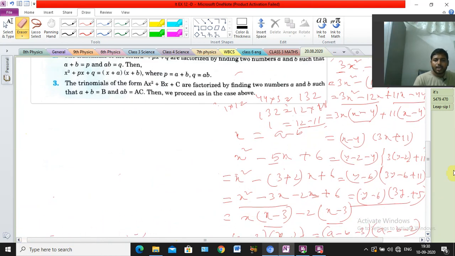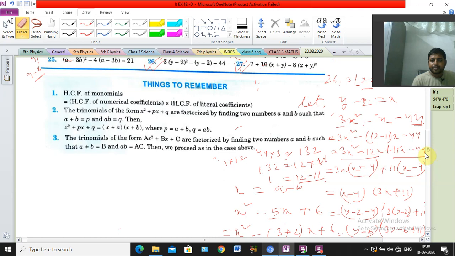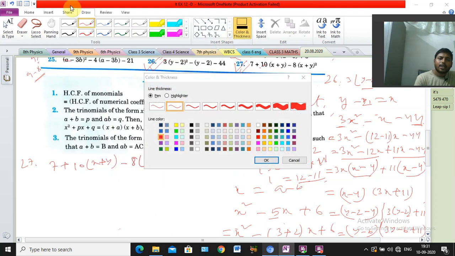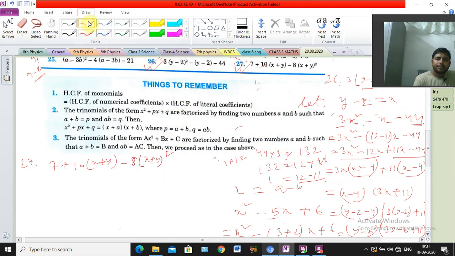Just see. At first write the question. I am writing here question number 27: 7 plus 10 into x plus y minus 8 into x plus y whole square. This is the question. So what to do, sir? See, here the constant part is given, written first. The square part is written at last. That one doesn't matter, no problem. We can easily solve it.